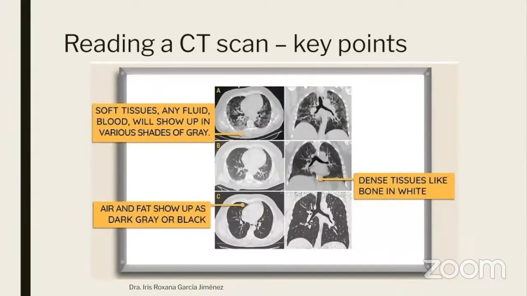The key points for reading a CT scan are in this slide. Soft tissues, fluid, and blood will show up in various shades of gray according to the density. They change in color. Air and fat show up as dark gray or black. So we can get confused sometimes while checking because everybody thinks that checking the inner organs makes it possible to make the diagnosis, but no, it's not the way it works.